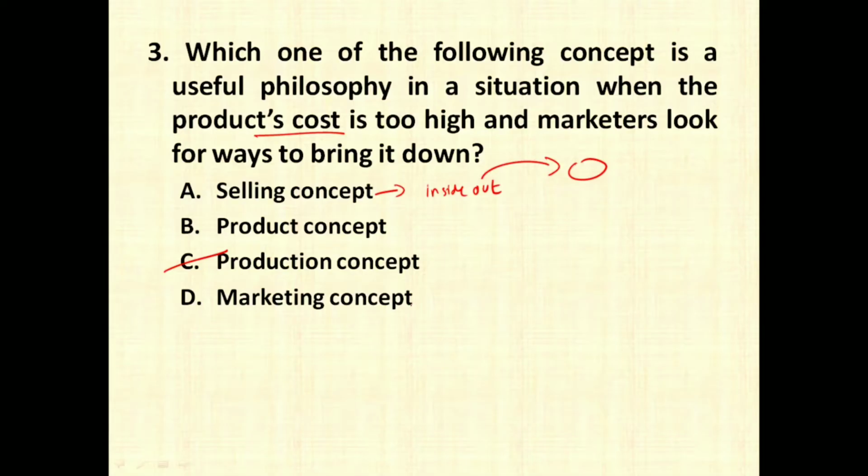Marketing concept is reverse of selling concept, which is basically about outside in concept, which says that whatever customer wants, you have to identify their needs and then you have to produce those things and sell them to the customers. So these are 4 important concepts. Apart from this, we have societal concept and we have holistic concept.